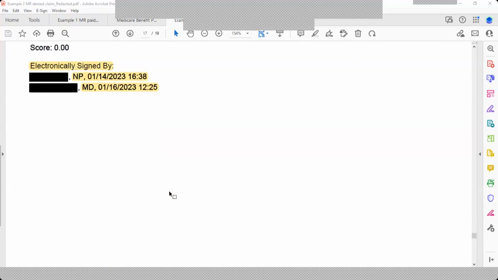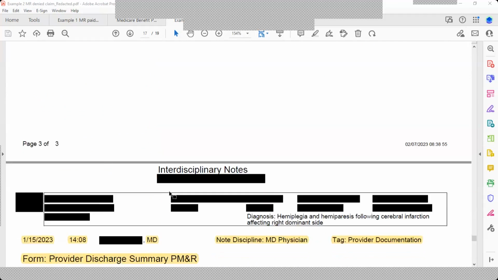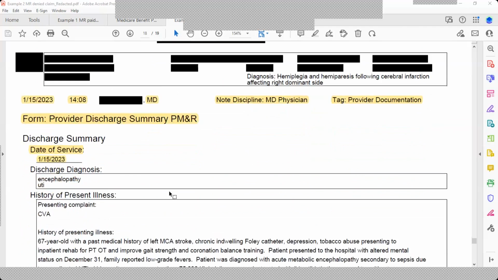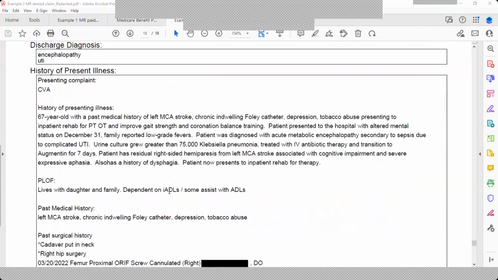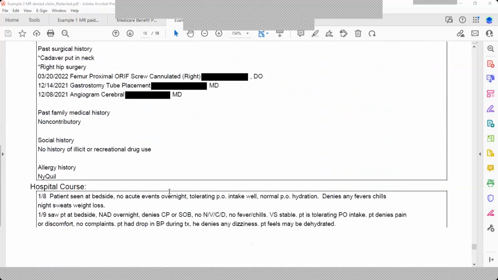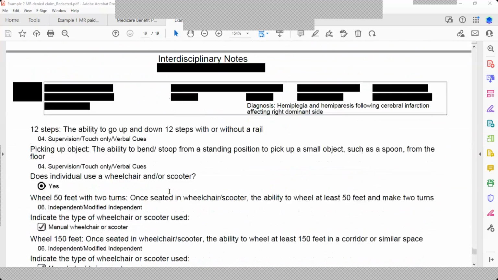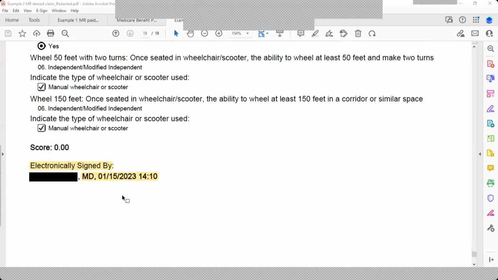Our discharge summary was completed on January 15th, 2023. The physician completed all portions of the discharge summary, and then electronically signed, dated, and timed the note on January 15th, 2023.